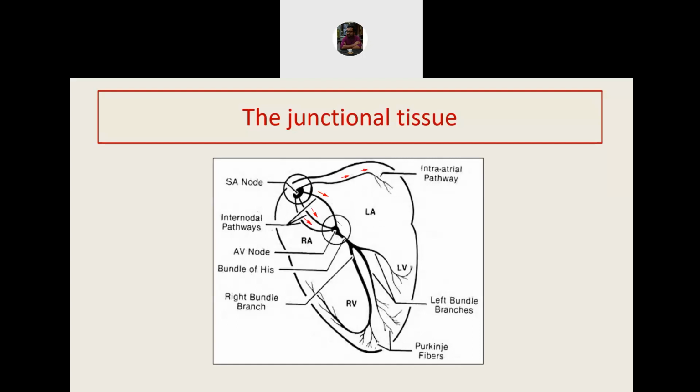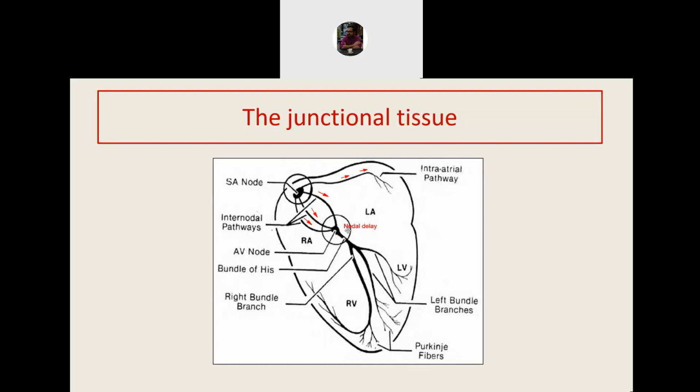Now, after the current reaches the AV node, the current waits here for some time. This waiting period is known as the nodal delay. This is caused by a lack of a sufficient number of gap junctions in the AV node cells. This nodal delay is physiologically important, as we have seen before also. It allows the ventricle to fill properly before getting depolarized and then contract.